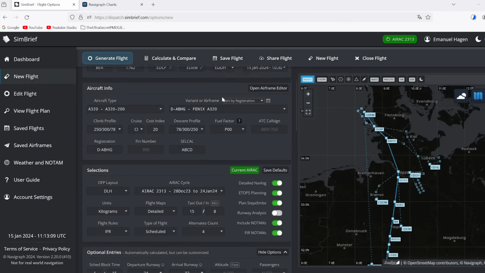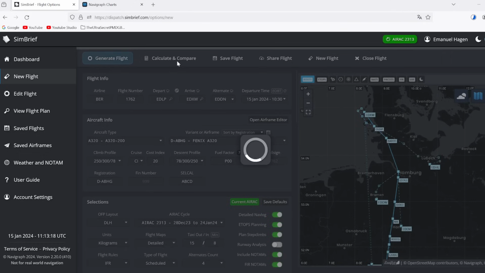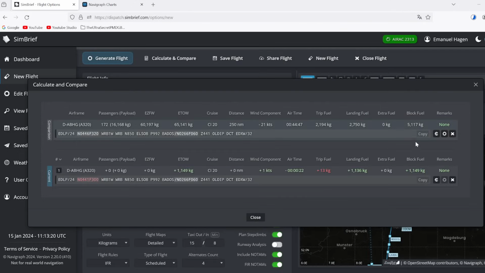Now, if I just return this to Simbrief's original Nuremberg and then calculate that, let's have a look at what we get now. So Nuremberg is in, calculate and compare. And all of a sudden, you can see that we get a block fuel of 1,149 kilograms more than what we originally had with our alternate at Hamburg. So that is quite an additional amount of fuel that we are going to carry over here for, well, nothing.